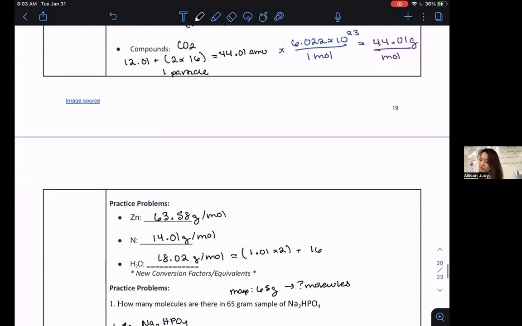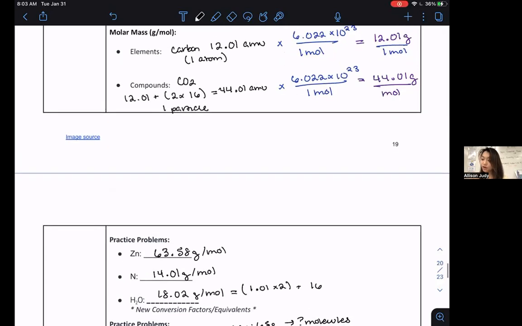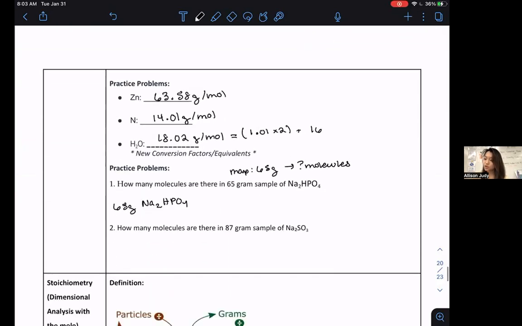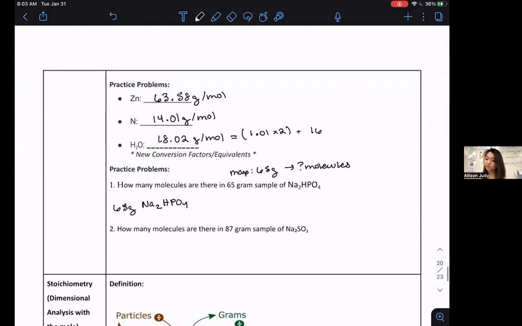I don't have a conversion that directly relates grams to molecules. But I do know that if I use molar mass, I can go from grams to moles. And if I get into moles, I can go from moles to things, using Avogadro's number, things or molecules, right? Things being molecules in this case. So I'm going to set up a two-step conversion.